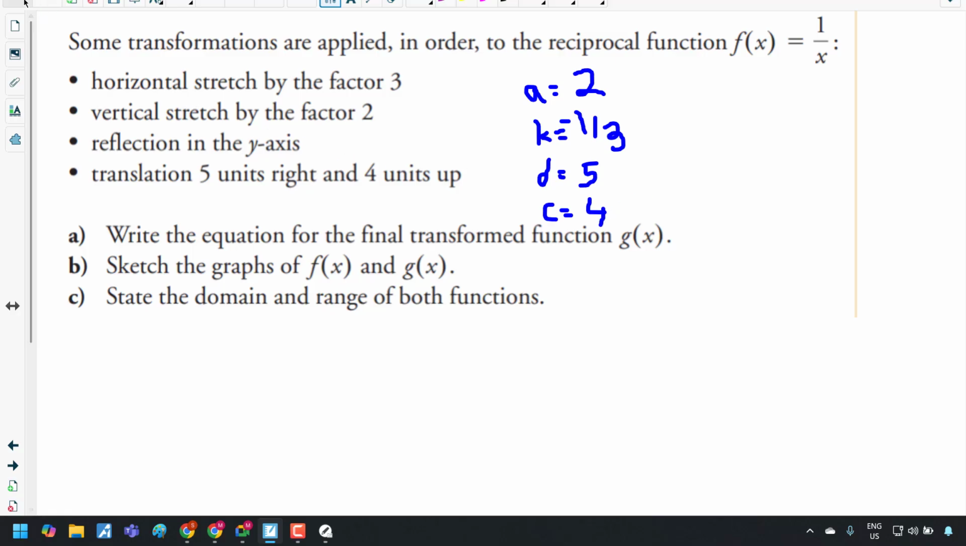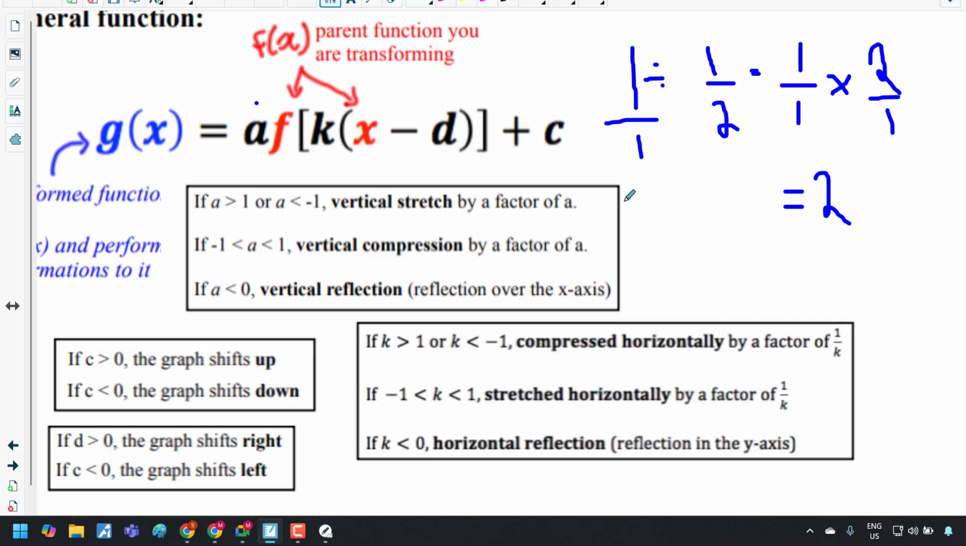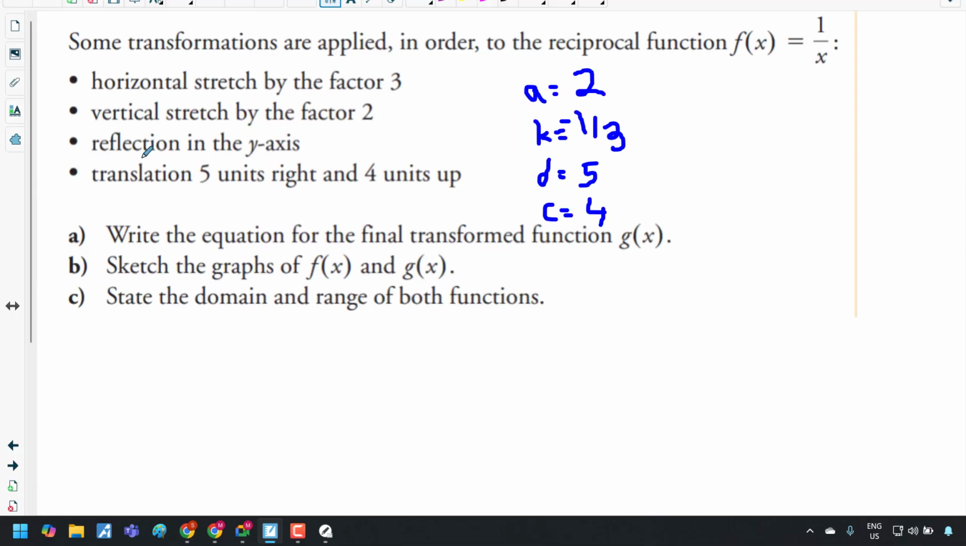Perfect. So let's see if you did it right. Here are the notes. So your K value has to do with obviously horizontal. And if it's a horizontal stretch, boom, it's 1 over whatever that value is. So you got it right. And if reflection in the y-axis, that's here, it makes the K value negative. So yeah, you did it absolutely right. And then A value is vertical stretch, so it's 2. 5 units to the right, D is positive 5, and 4 units up, C is positive 4. So absolutely right, perfect. Now we're going to write the equation for the final transform function.